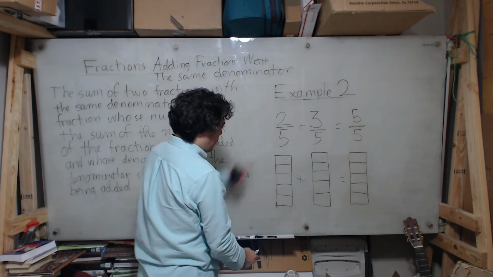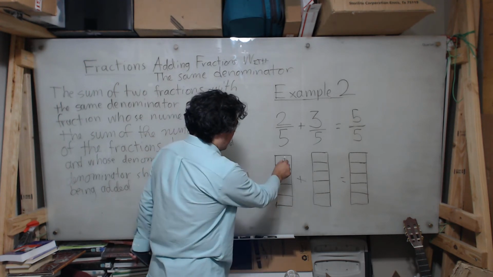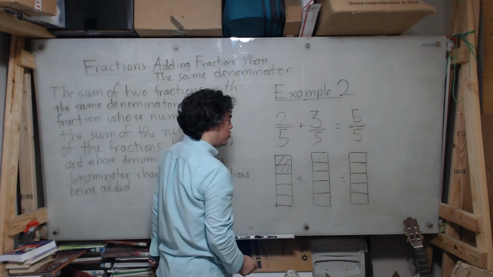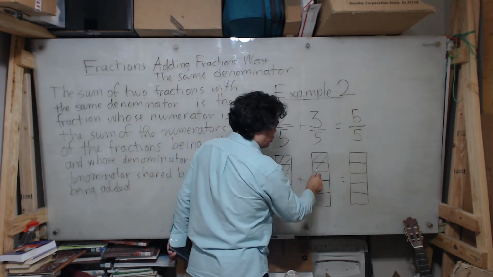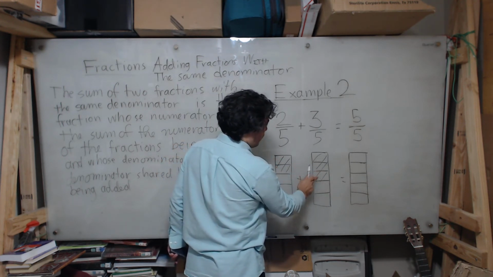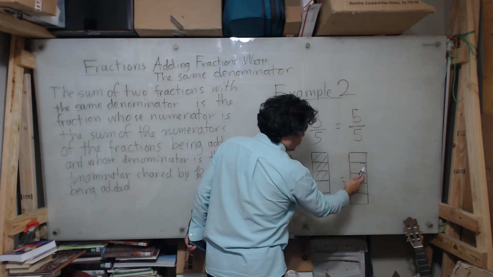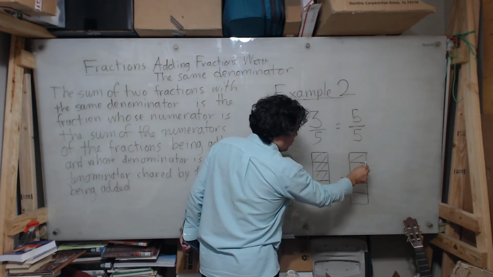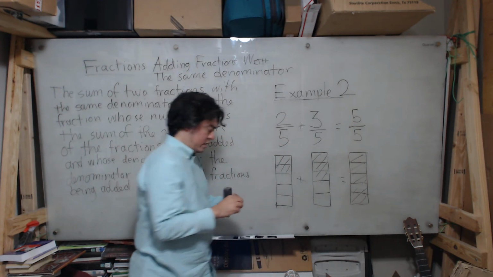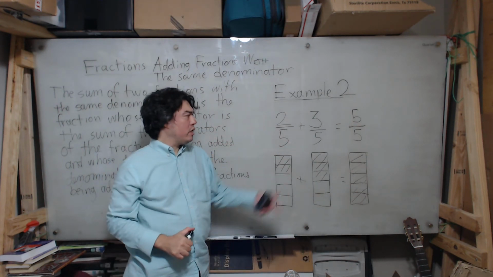Here I have a whole sliced into 5 pieces, and I'm going to shade 2 of them here. Here I have another whole sliced into 5 pieces. I'm going to shade 3 of them here. And if I count 1, 2, 3, 4, 5, when I add those together, 1, 2, 3, 4, 5, I'm going to shade the whole thing, as you can see here. So that's exactly consistent with what we calculated.